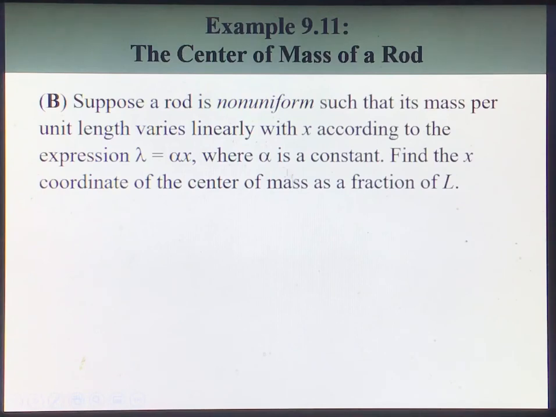All right. Now let's suppose that we have a rod that is non-uniform, such that its mass per unit length is going to vary linearly with x according to this equation right here. And then find the x coordinate of the center of mass as a fraction of L. So now we have a mass such that the mass per unit length is not uniform, but it varies. So what this tells me is that I have more mass on the right side of the rod compared to the left side of the rod.